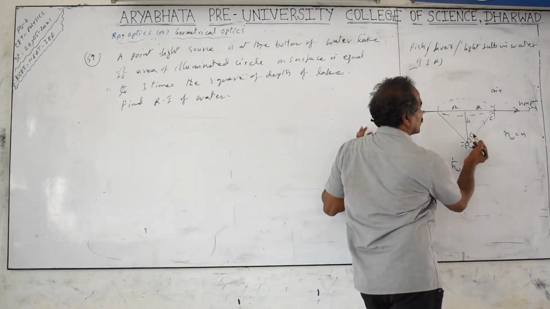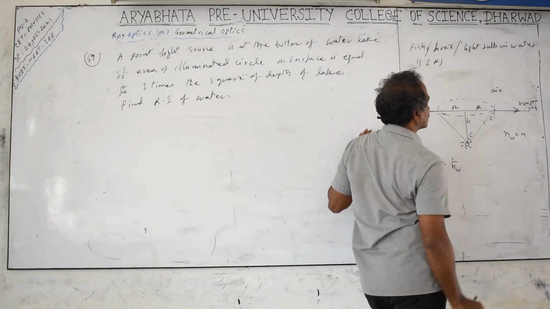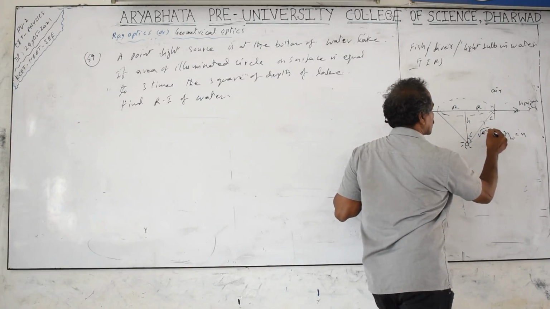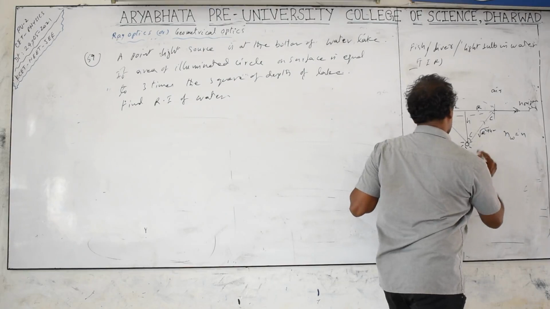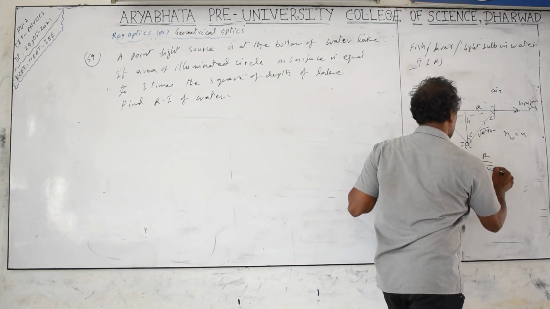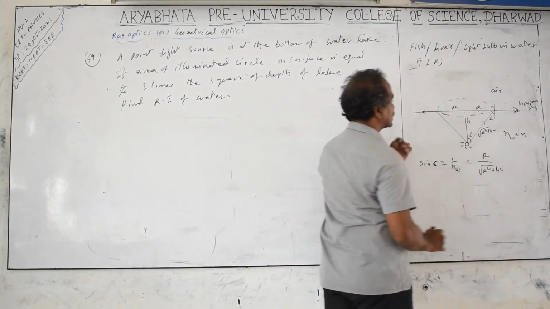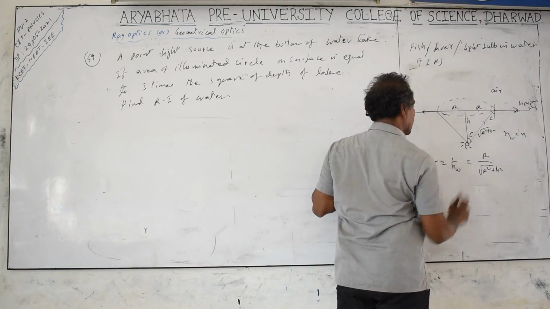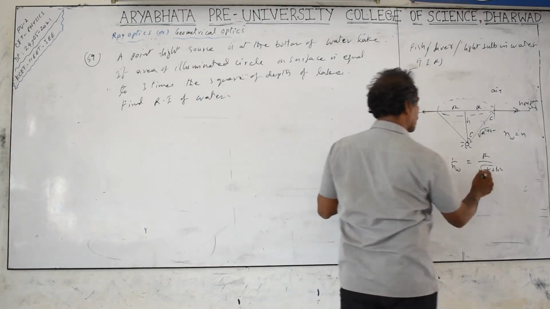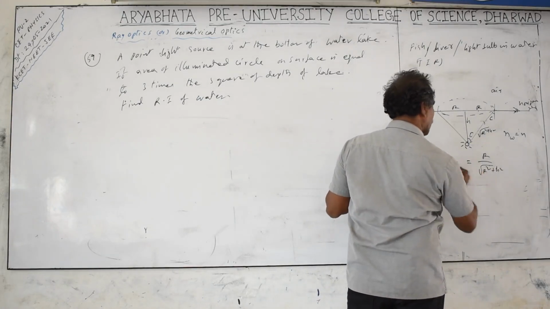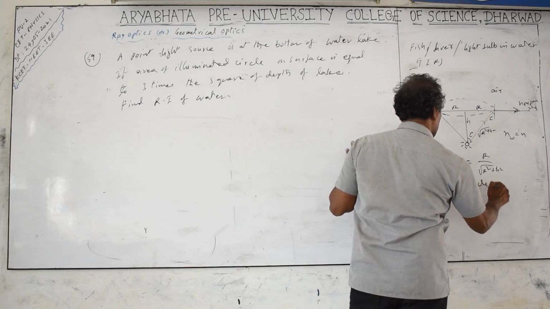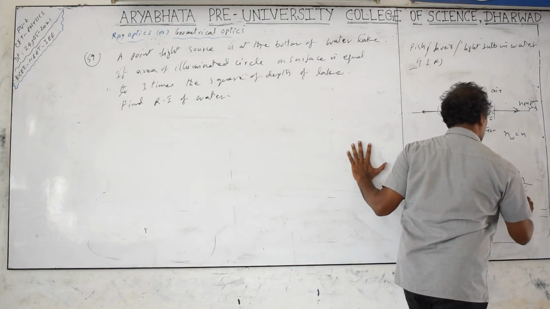Sin c, if you take this right angle triangle, is also equal to opposite side by hypotenuse. The hypotenuse is equal to under root of r square plus h square. So sin c is equal to r by under root of r square plus h square. And tan c, if this is c then this is also c, is equal to opposite side by adjacent side, r by h. Equating these relations and cross multiplying, you get the expression for the radius of the circle: r is equal to h by under root of n square minus 1.